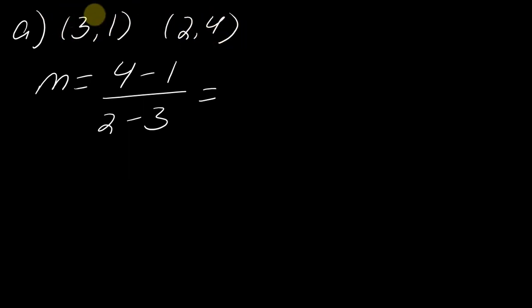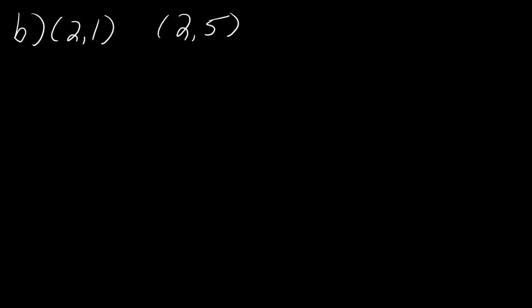This could have been your x2, y2, and this could have been your x1, y1. You would have gotten the same answer. But here's how I set up my equation. So this becomes 3 over negative 1. So I'm going to have a slope of negative 3. Okay, so this would be a slope of negative 3.